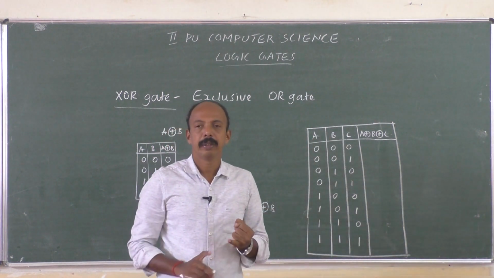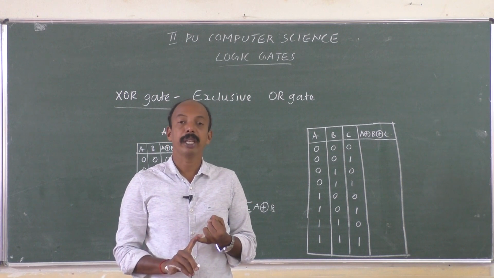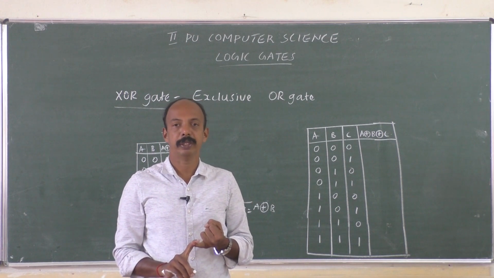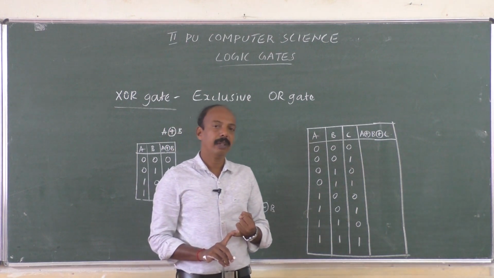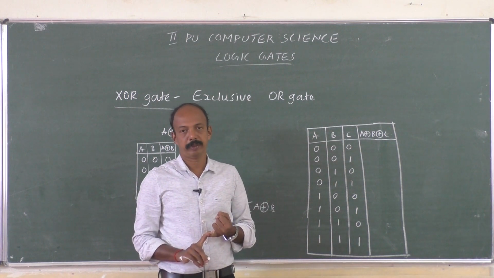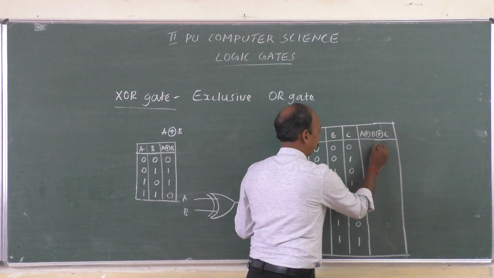If we have an odd number of ones, the output will be 1. If we have an even number of ones, the output will be 0. That's the only thing that we have to keep in our mind. Anyhow, when we have all zeros, the output will be 0, just like the OR. So 0 0 0 will be 0.